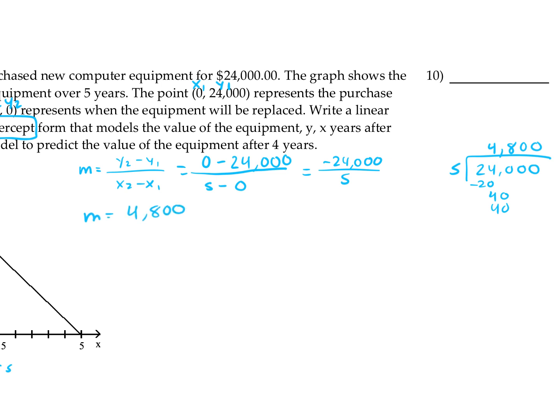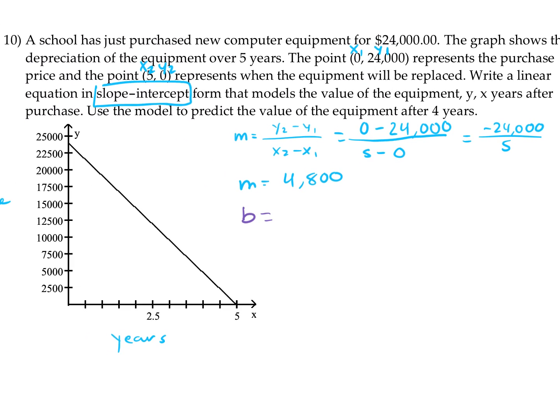What's our y-intercept? Because it's asking us for slope-intercept form. So what would our b be? At what point do we cross the y-axis?